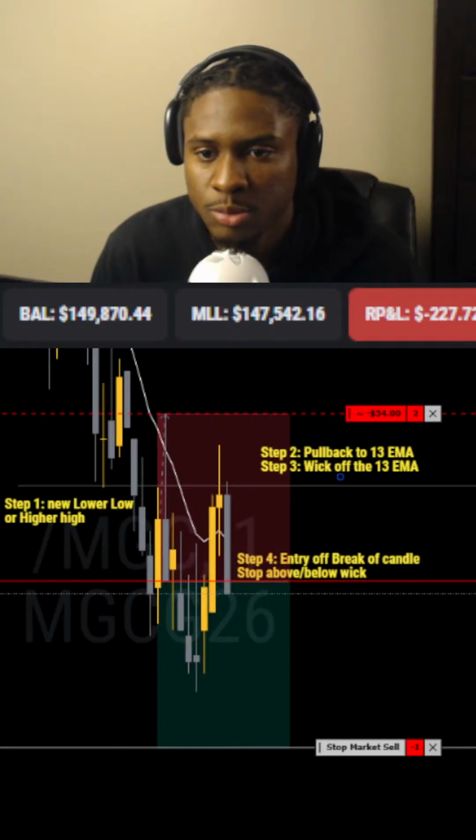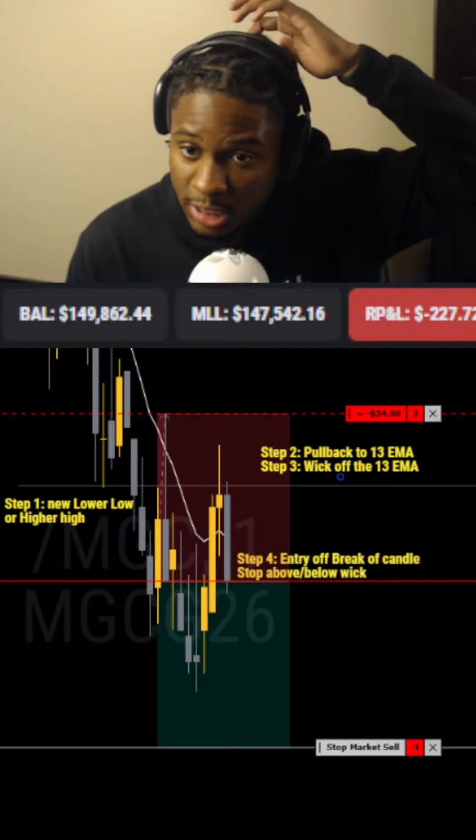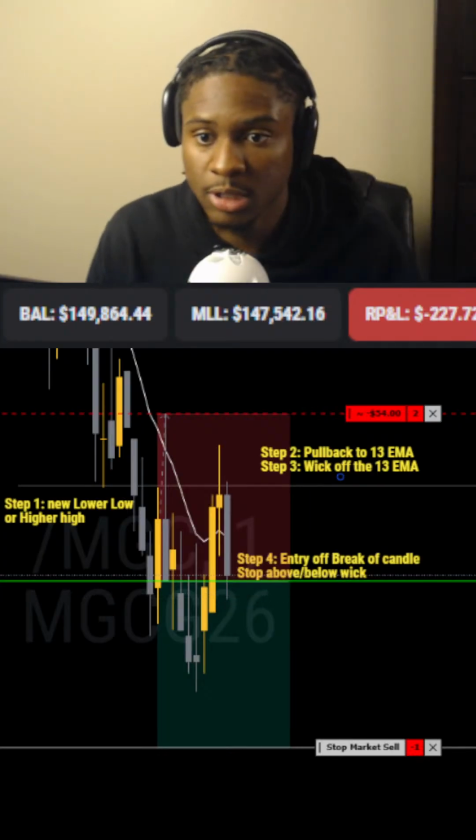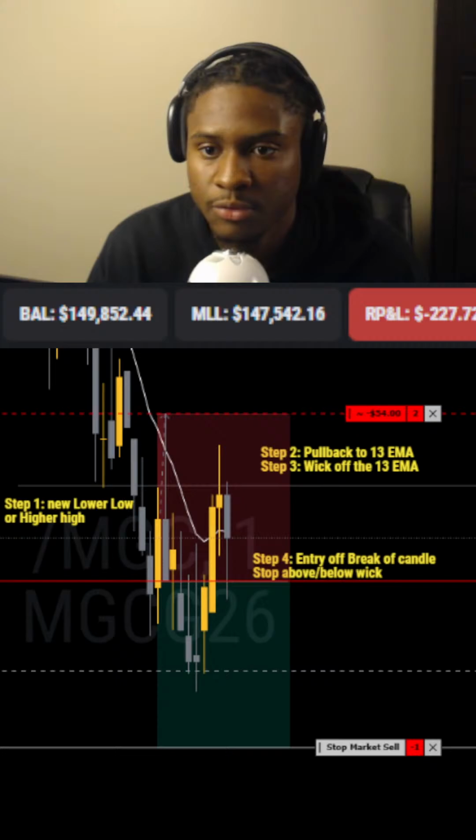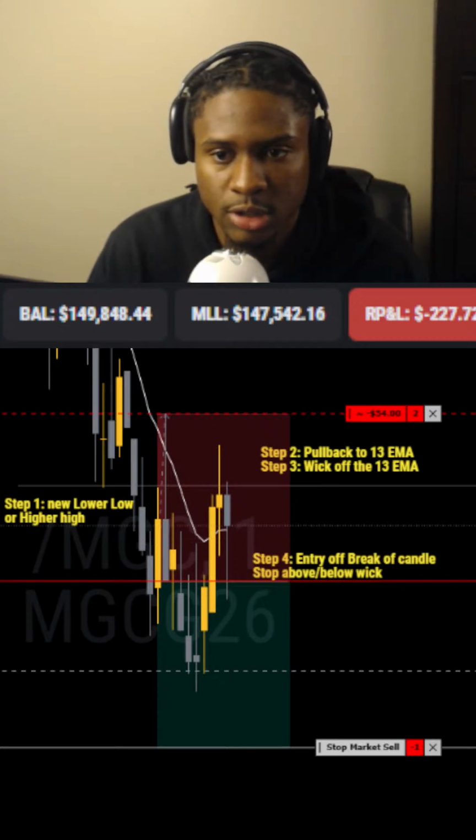If this candle can close back into profit, I'd feel comfortable. But if we reject and start to push up, and this candle right here closes back above the 13 EMA, I'll close out. But if we continue to push down, I'll feel confident. So let's see how this candle reacts.